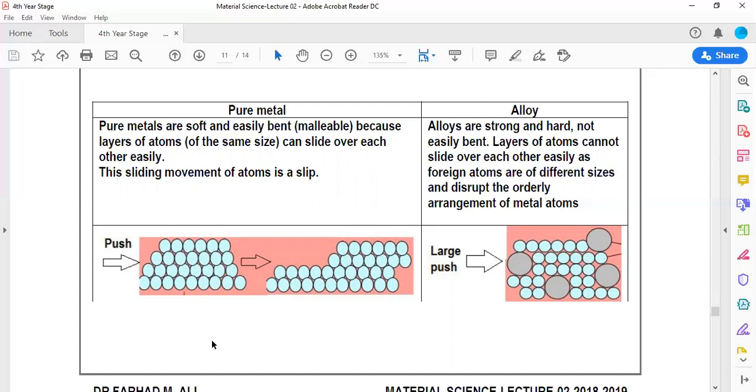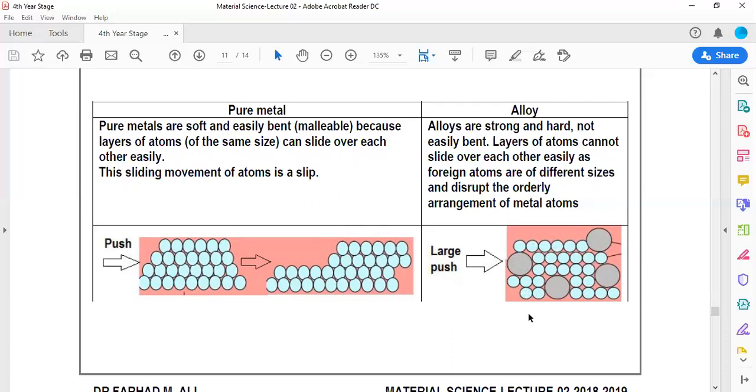Alloys are strong and hard, not easily bent. Layers of atoms cannot slide over each other easily because of foreign atoms. What I mean by foreign atoms is the atoms added to the metal. In this case, this is a foreign atom, meaning the new, alien atoms.